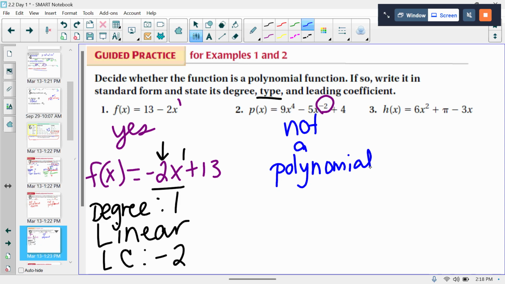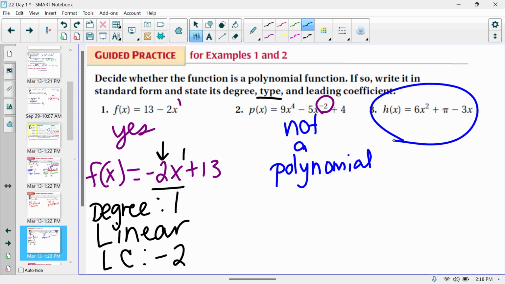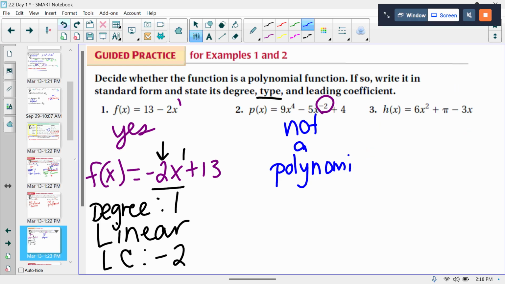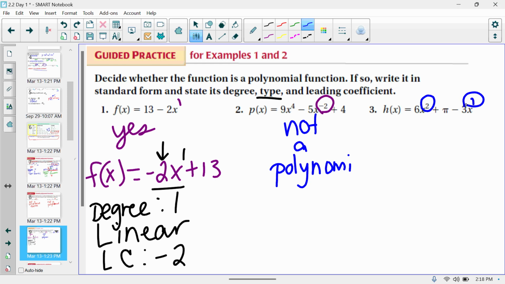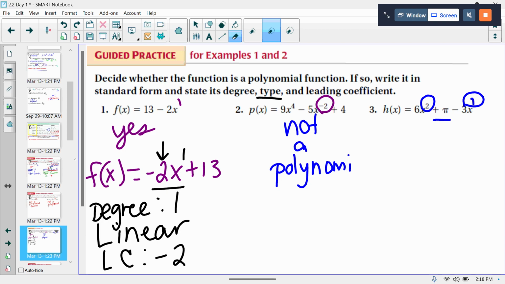Okay, and then think about this one. Is it a polynomial? And it is, because all the exponents, we have a 2, we have a 1, and then this is the constant, so that part doesn't have a variable with it, so we don't really have to check that part. The other parts have whole number exponents, so it is. Go ahead and rewrite it in standard form for me.